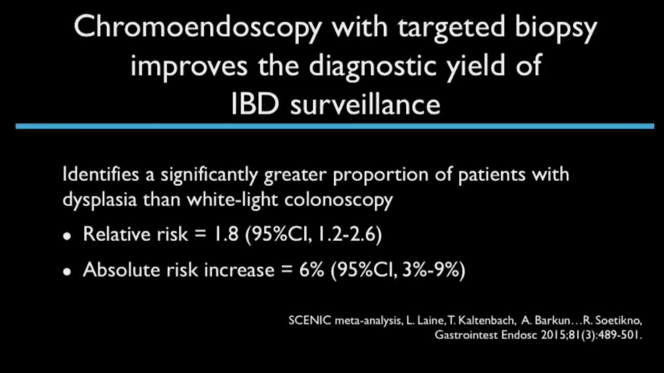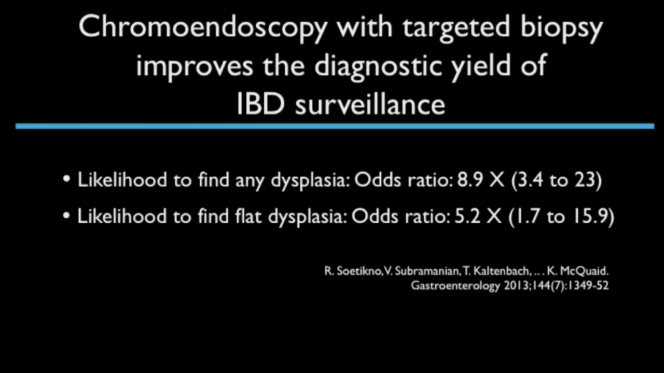Compared to white light colonoscopy, chromoendoscopy with targeted biopsy identifies a significantly greater proportion of patients with dysplasia, with a relative risk of 1.8 and absolute risk increase of 6%. Chromoendoscopy with targeted biopsy increases the likelihood of detecting any dysplasia by 9 times and the likelihood of detecting flat dysplasia by 5 times.